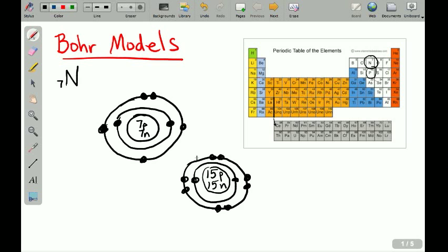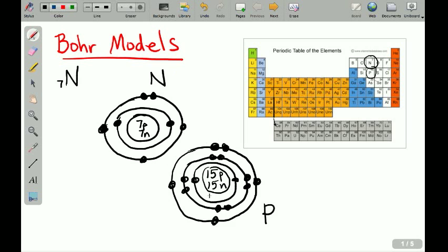It's always 8, the second ring. And the third ring, well, we have 10 now. We need 5 more. And what I'm going to do is go like this: 1, 2, 3, 4, 5. Yay, isn't it fun to count? So I did this on purpose, just so you can see nitrogen and here phosphorus.